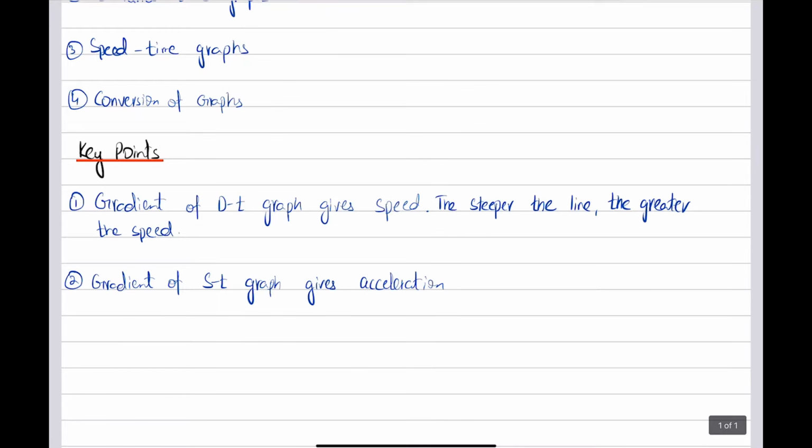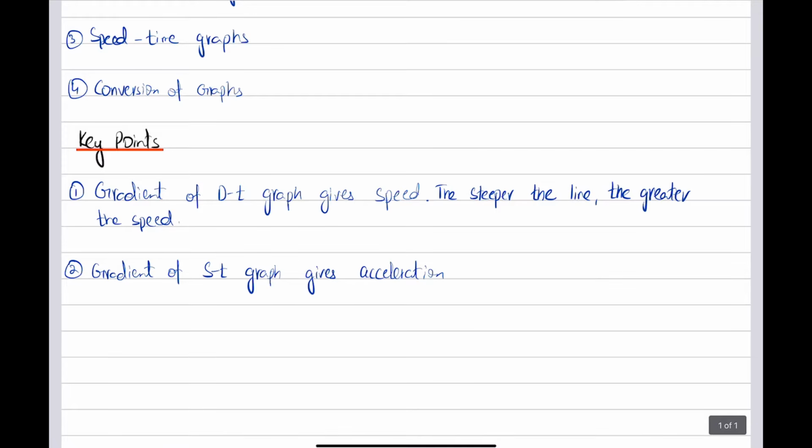Anyway, so gradient of speed time graph gives acceleration. All right, we'll discuss this. Right now I'm just writing it down, so that later on when we get there, you know what it means. I'll explain this like I said as well, so don't worry about it. Now here's key point number 3, something to keep in mind, and that is area under the speed time graph gives distance travelled.